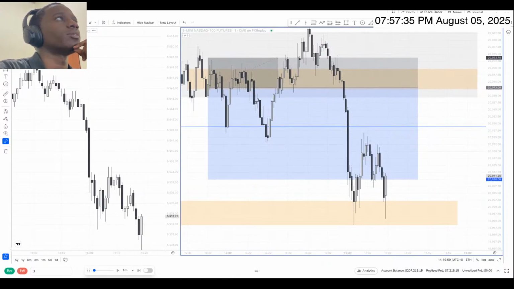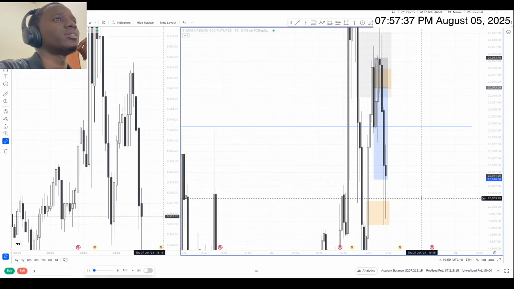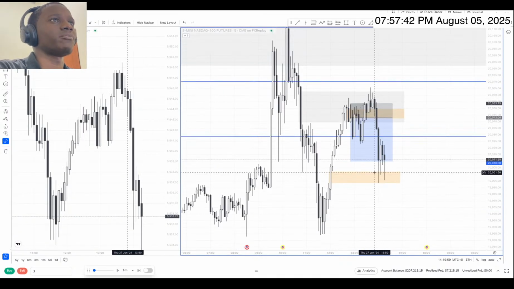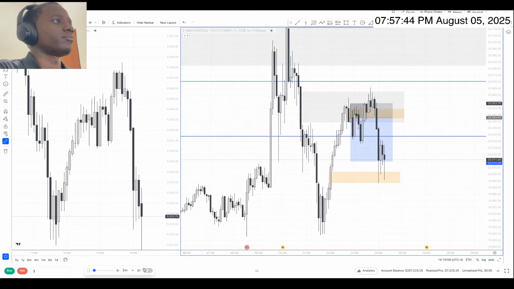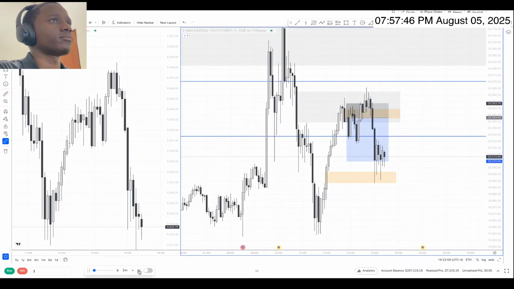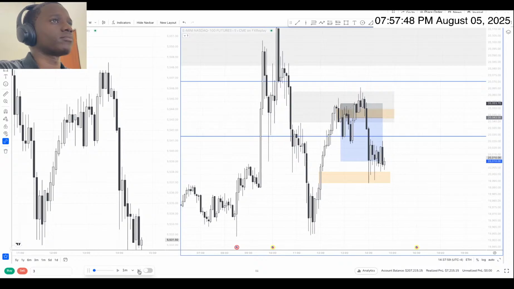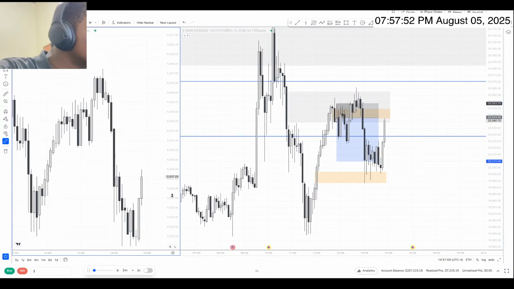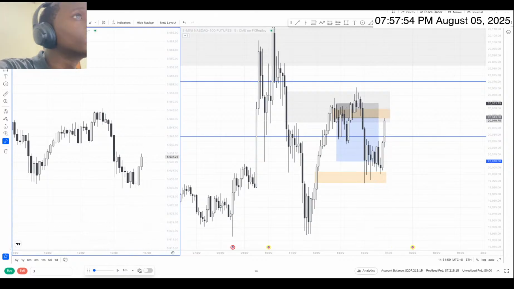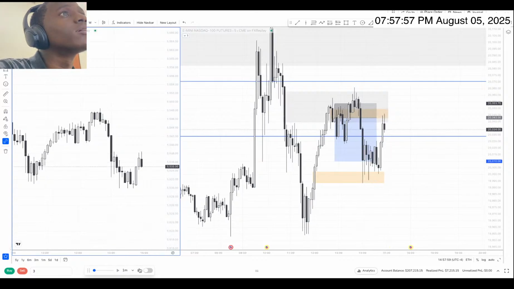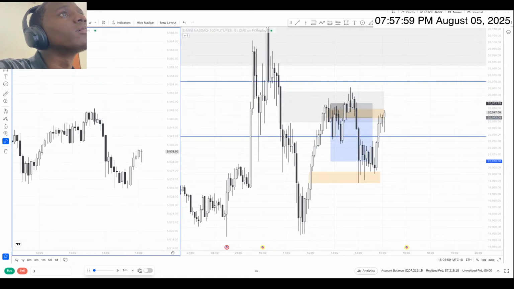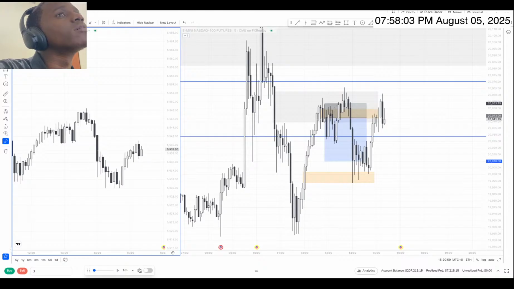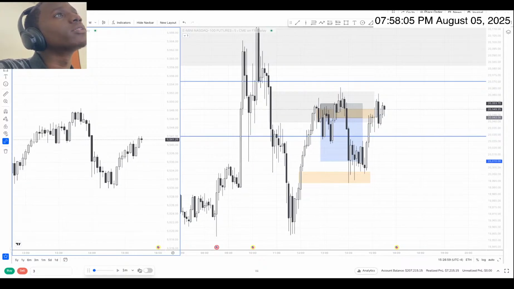End up dropping into this gap. I don't remember where I marked it yet. Yeah, it's this 5-minute gap here. Last hour of trading.